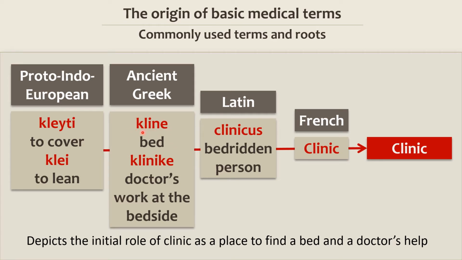This word in its turn goes back to the old European kleiti, to cover, or klei, which meant to lean. It is interesting that the modern English word incline also means to lean and descends from the same root. The word clinic in its modern meaning came into general use through the French language, possibly in the late 18th or early 19th century, when Parisian clinics became a universal example of progressive medical care.